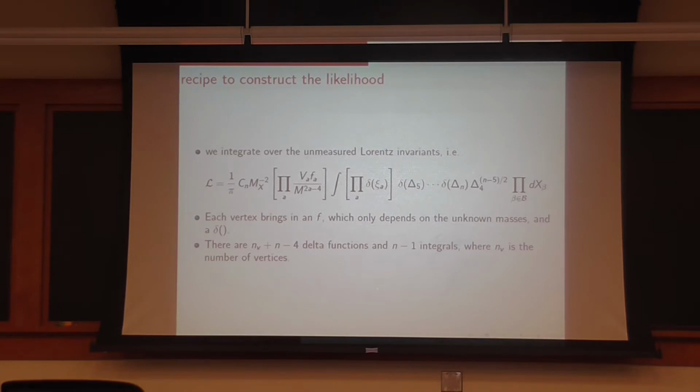So if you count the number of delta functions over here, each vertex, as I said, will bring a delta function. If NV is the number of vertices, there will be NV. And there are extra delta functions coming from the way we write the phase space volume element. That's n minus 4. But there are only n minus 1 integrals. So at some point, things are going to get a little different.